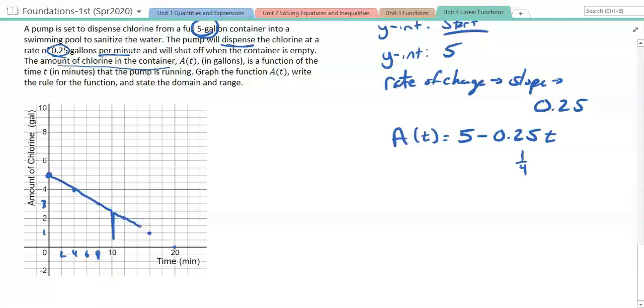Just ignore that little spike there. And so I'm going to connect these dots. And this is what we get. Because when the container is empty, is the pump still running? No. And so this is the graph.